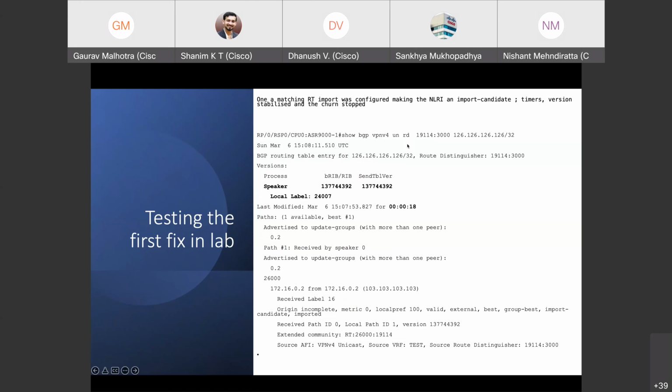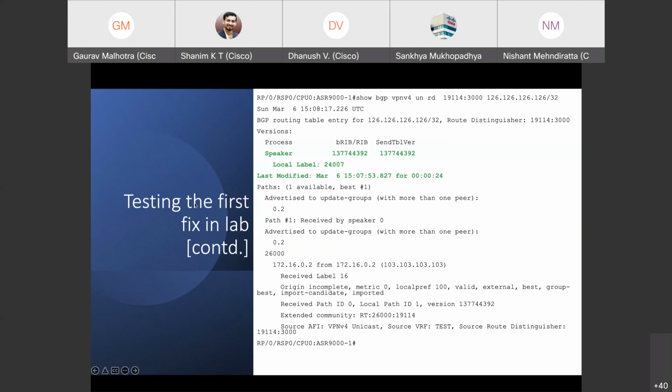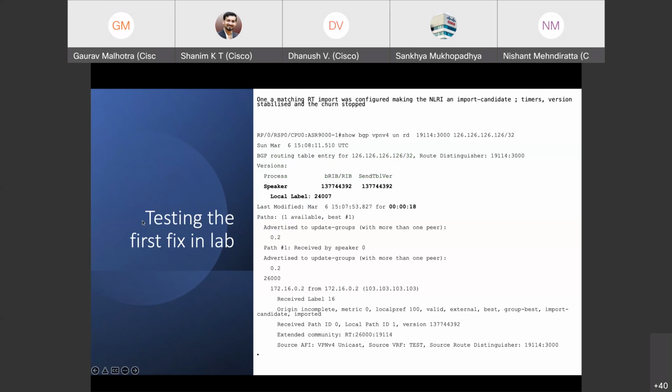All right. So now, this is a fix which I think was suggested. This was the first fix which I tested in the lab: to import the route into a VRF by configuring a matching RT. And once the route import was done, you can see that the last modified RIB time has gone up to 18 seconds. So it's kind of stable. And in the next output as well, the BGP table version also stays stable.